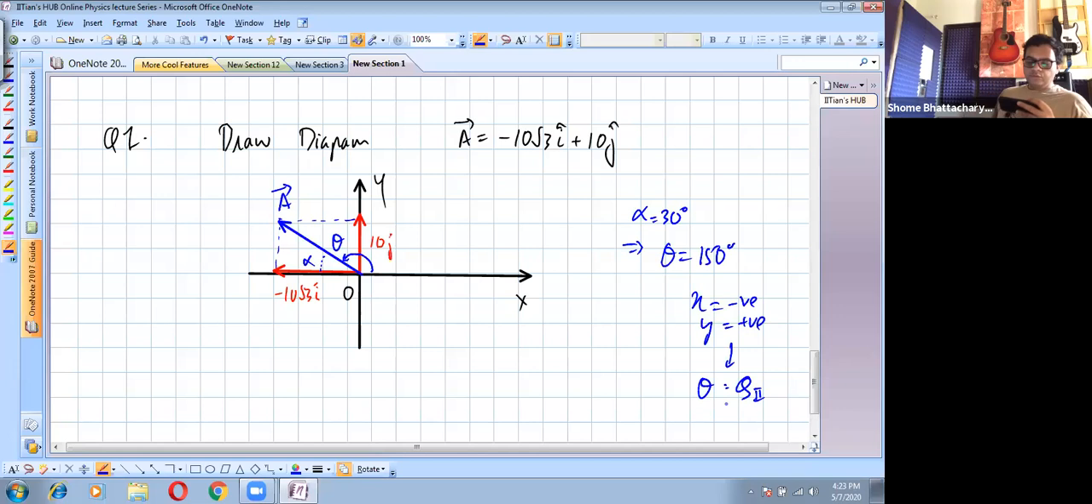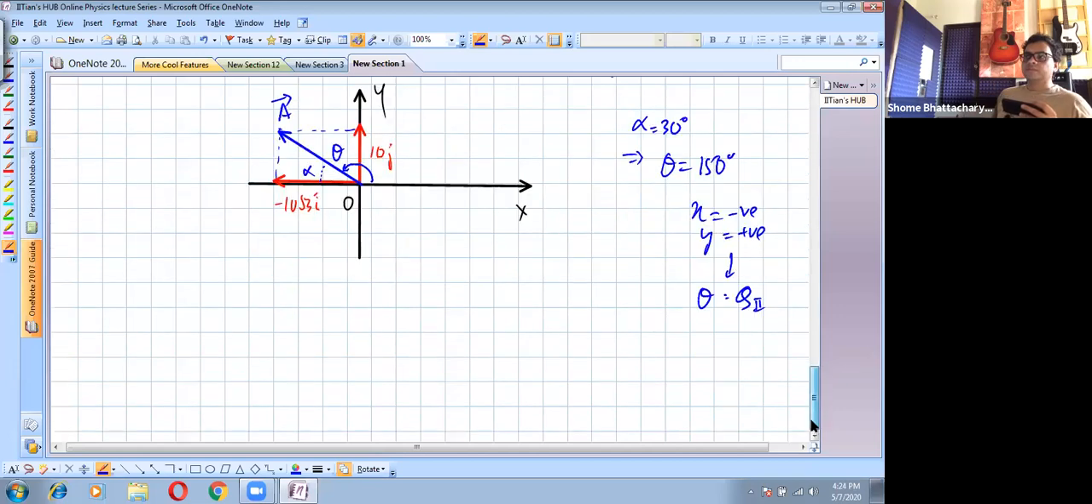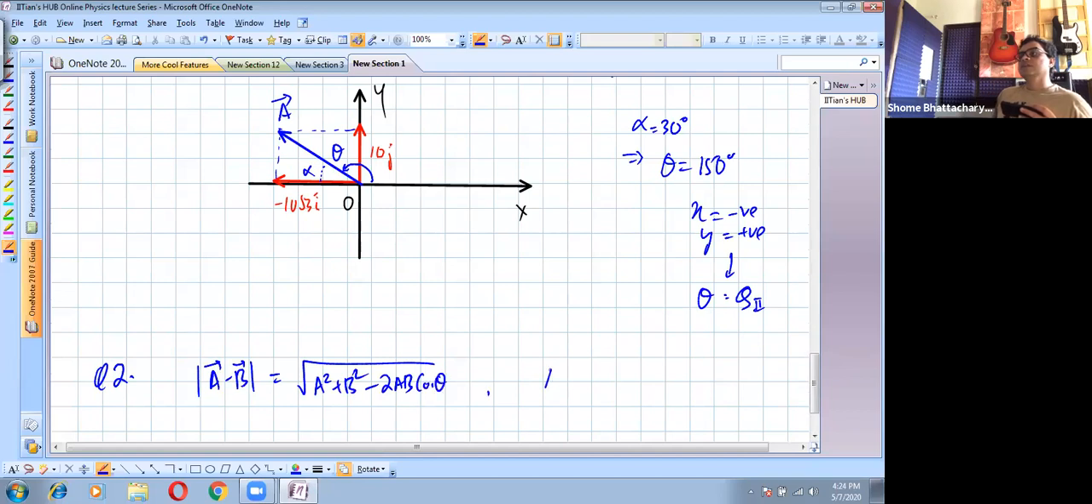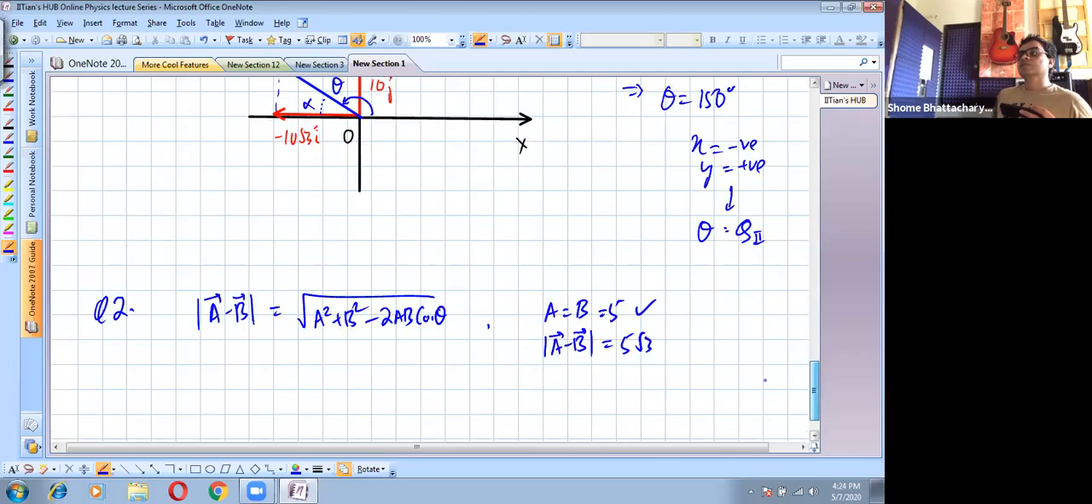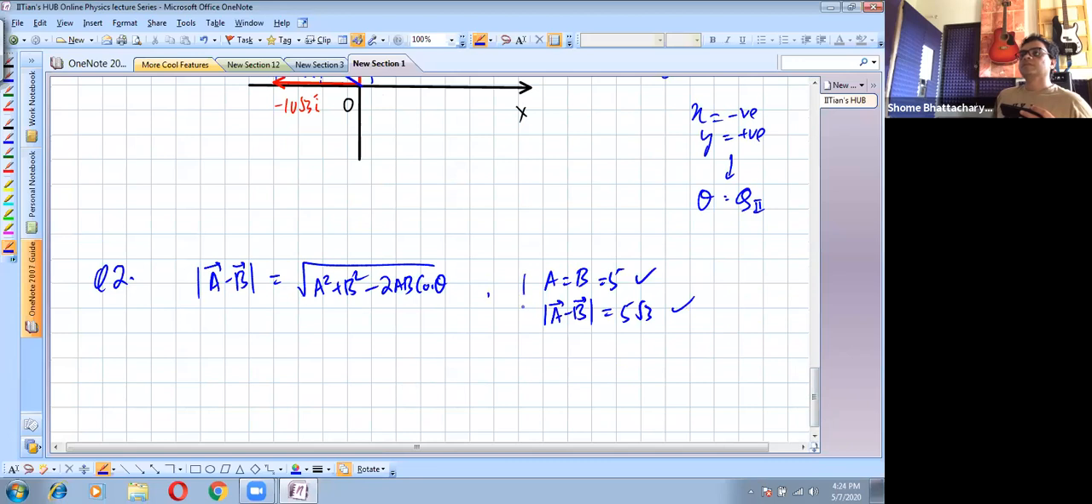Okay. Question 2, you just use the formula of A minus B. So in question 2, use this formula that mod of A minus B is equal to root of A square plus B square minus 2AB cos theta. Now in this, substitute A equal to B as 5, as given in the question, and magnitude of A minus B as 5 root 3. So substitute this in the given formula.